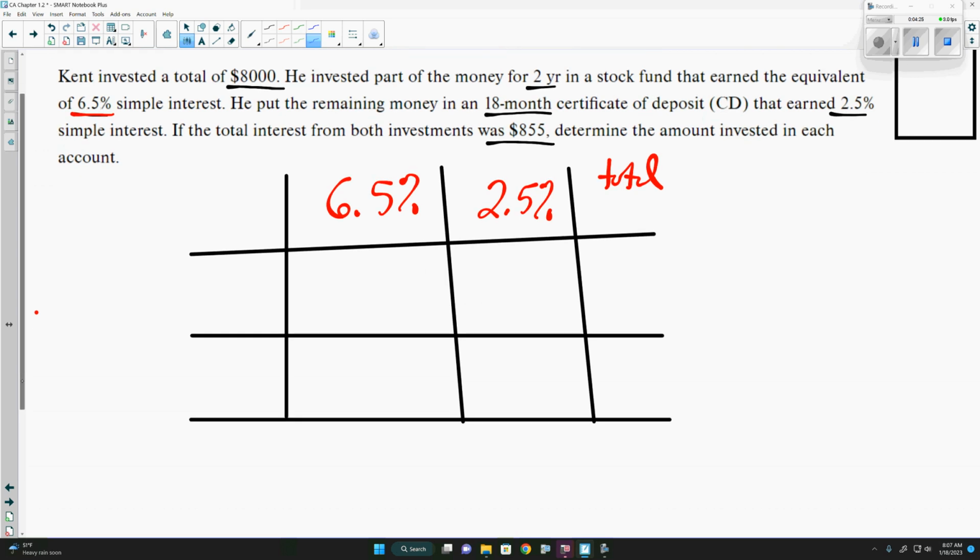Now, how much did he invest total? $8,000, yes? So how much would we say he invested at 6.5? Well, we can just say that is X, because we don't know how much he invested in either one, yes? So we'll define one of them as X. Well, if we put X at 6.5, that's going to be X less of 8,000. So we can define the other one as 8,000 minus X. Because as one increases, the other is going to decrease.